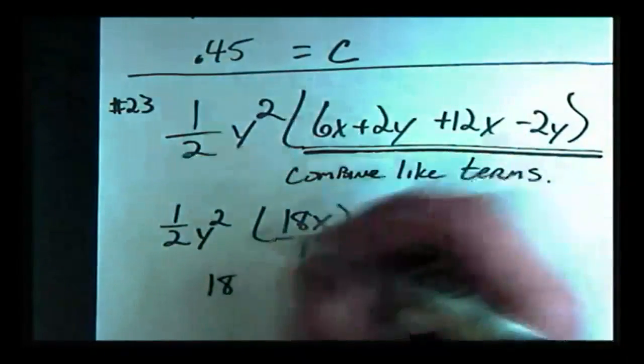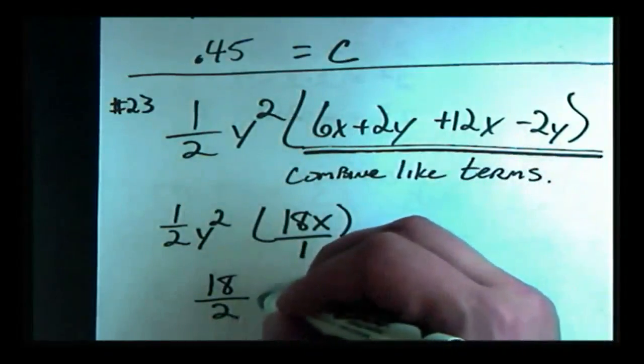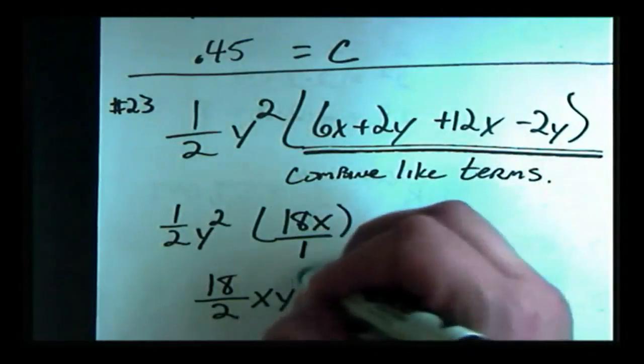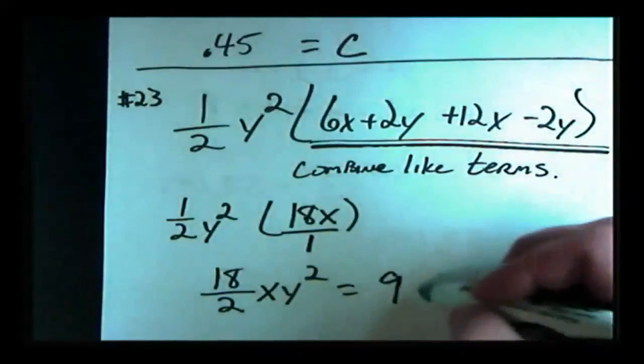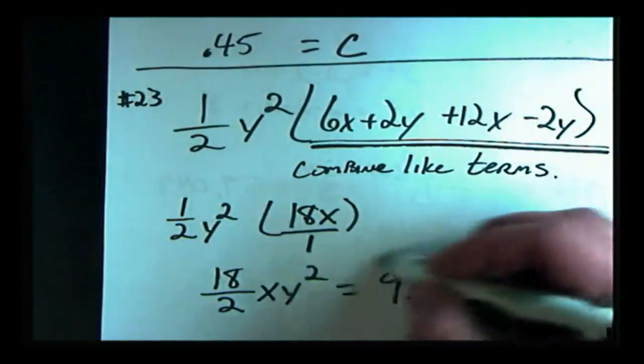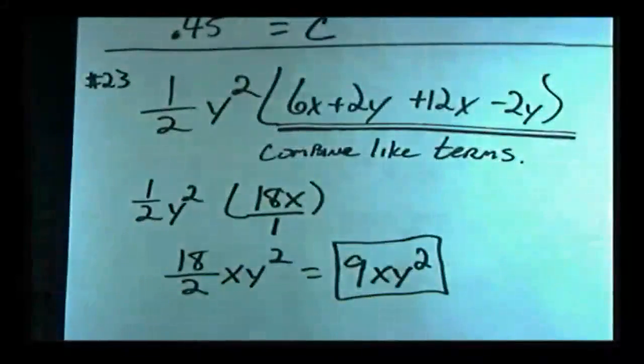So I have 18 over 2 xy squared. And 18 divided by 2 happens to be 9. So 9xy squared is my simplified version. And if we look at our choices, choice A here is 9xy squared.